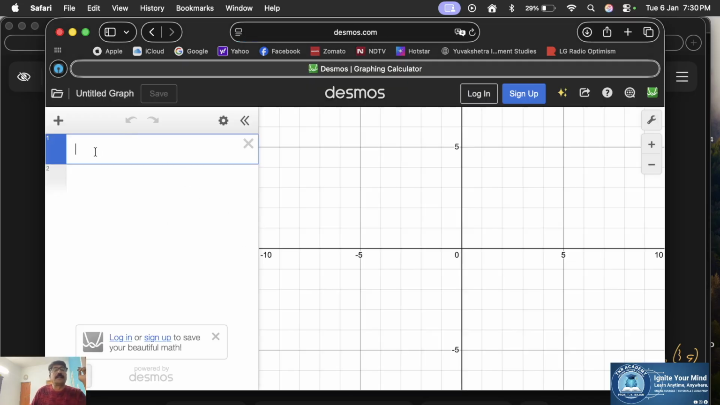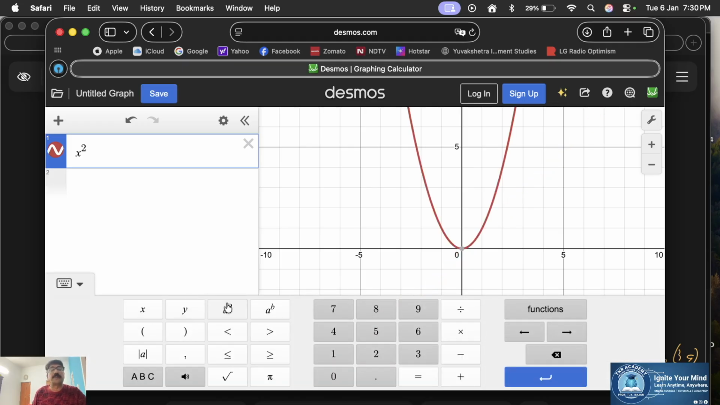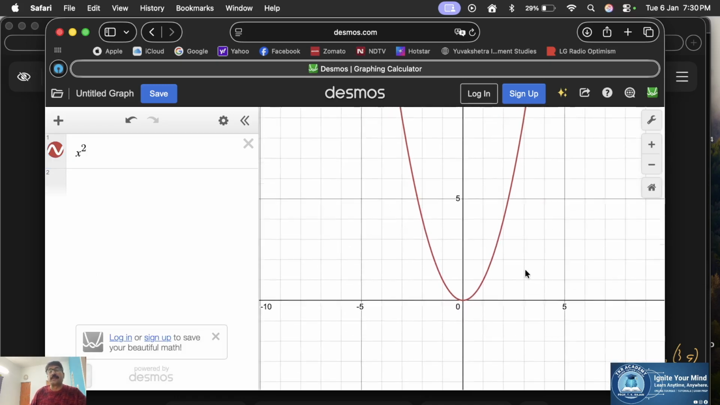Okay, this is the Desmos site where you can draw. Also there are apps that you can install in mobiles. To draw the graph of the function, you just type x square here. X square is first you take x and then you take square. So you got a graph. See here, this is the graph of x square.